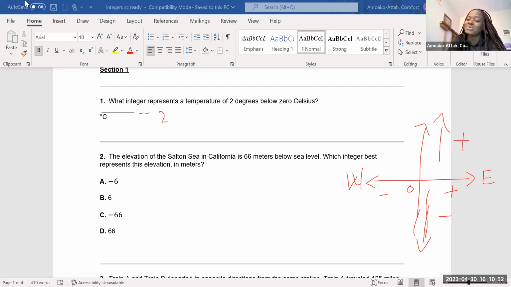Then the second problem is, the elevation of the Salton Sea in California is 66 meters below sea level. Just identify the key terms here. Below sea level. Below 0 degrees, below sea level, they are the same. Now, which integer best represents this elevation in meters? So below will be what? Negative 66. That's all. Okay. Let's move on.